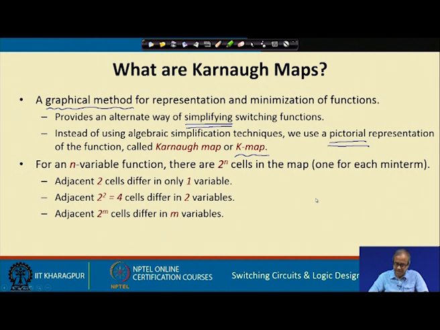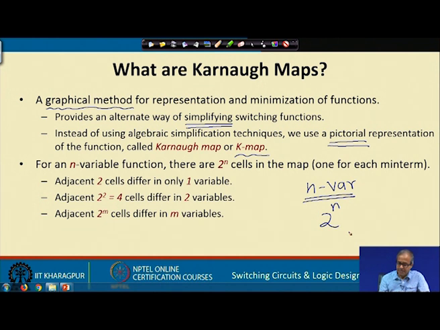So, there are some characteristics of a Karnaugh map that I would like to talk about. Well, let us consider we have an n variable function. Obviously, there will be 2 to the power n minterms in this function. So, in the Karnaugh map, there is a concept of cells, and the cell has a 1-to-1 correspondence with these minterms. There are 2 to the power n minterms.